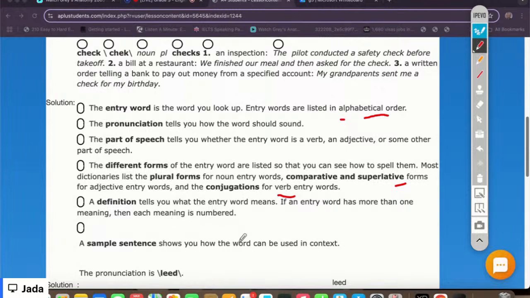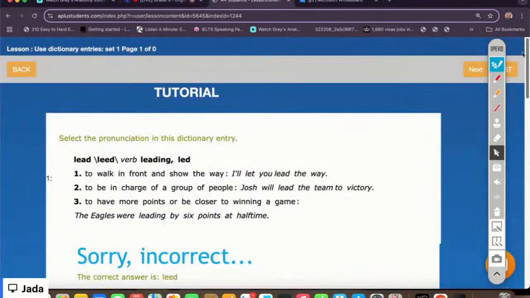A definition tells you what the entry word means. If an entry word has more than one meaning, then each meaning is numbered. And a sample sentence shows you how the word can be used in context. So you need to take notes of all this. Okay? Okay, so we will move on to the test.